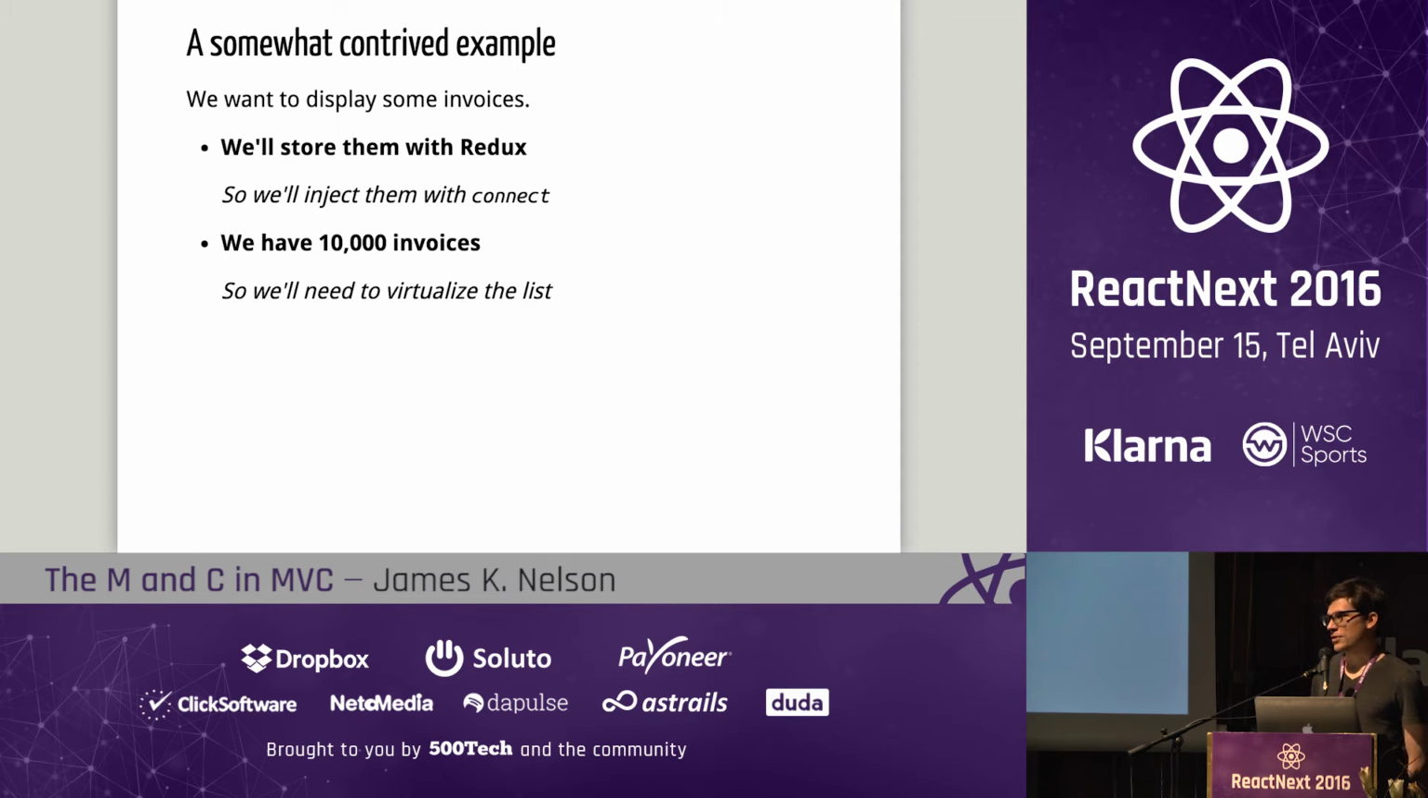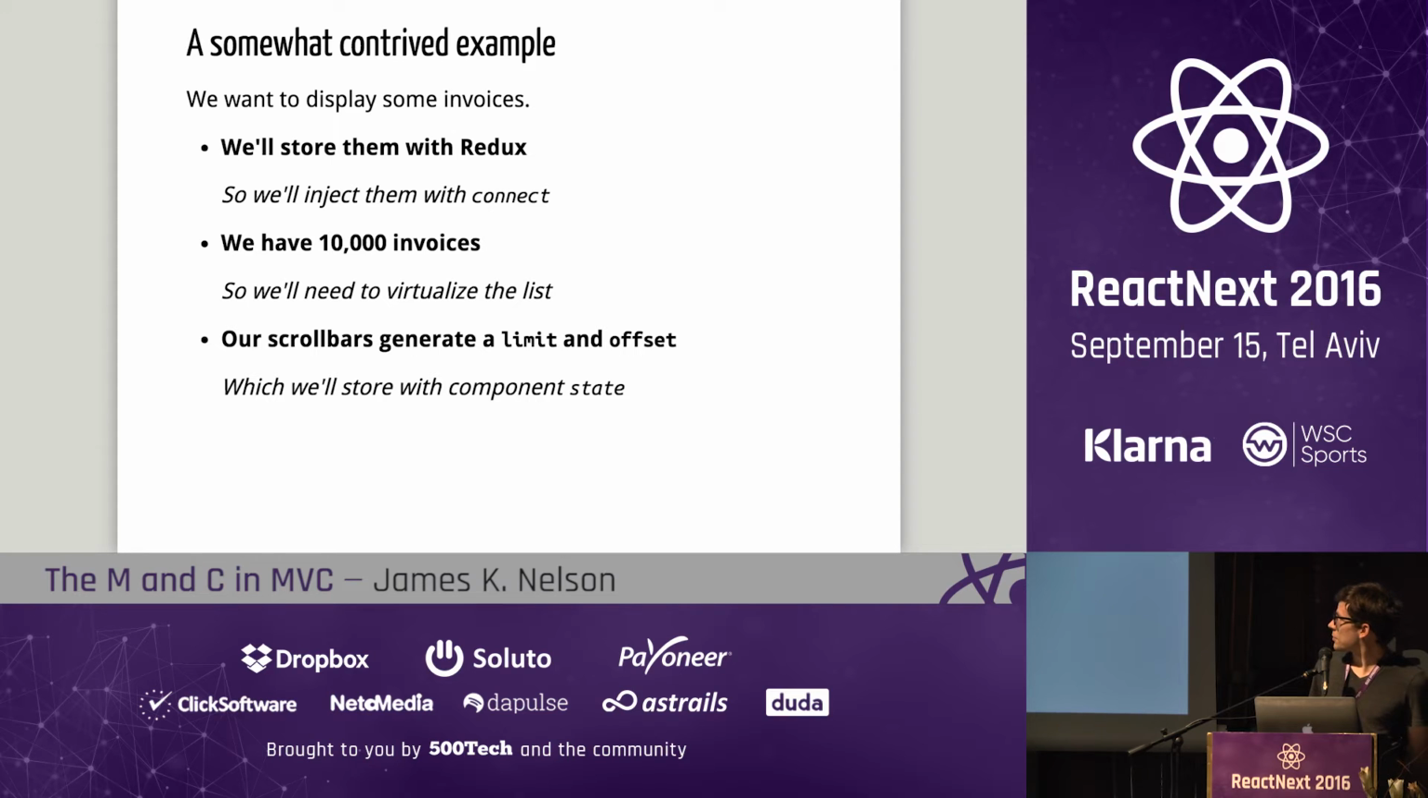So we're going to need to virtualize the list, which means instead of just rendering 10,000 components, we're going to render a div and a scroll bar, and we're going to capture the position of that scroll bar and only render 20 or 30 invoices depending on where the scroll bar position is. And to do that, our scroll bars are going to generate a limit and an offset.